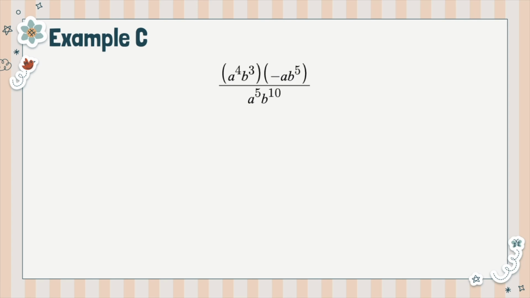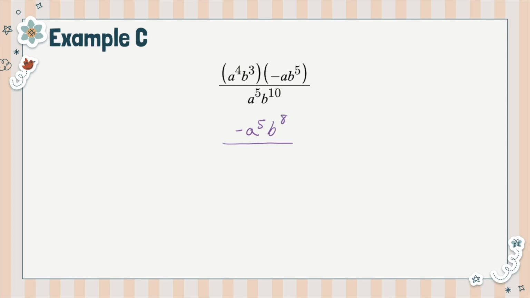So we first got a to the fourth and negative a. So the bases are still going to multiply together. So a times negative a is going to result in negative a because negative times a positive is a negative. Then we've got a to the fourth and a to the first. So that's going to leave me with a to the fifth. We've got b to the third and b to the fifth. So that's going to give me b to the eighth. And that's going to be our numerator.